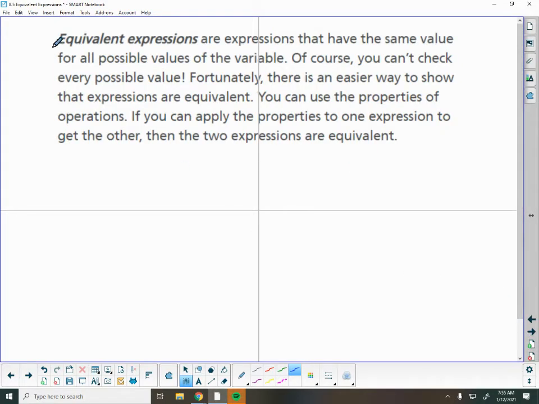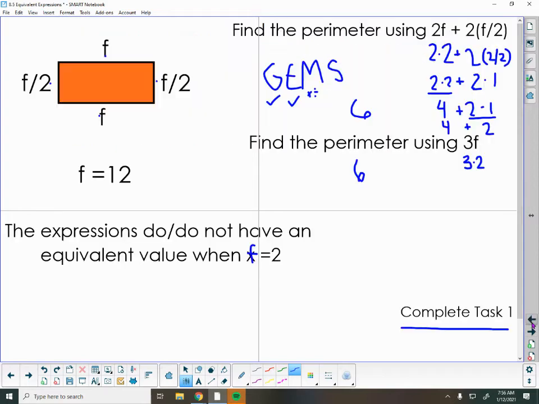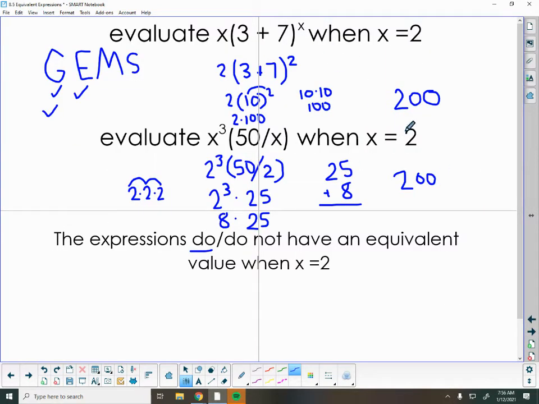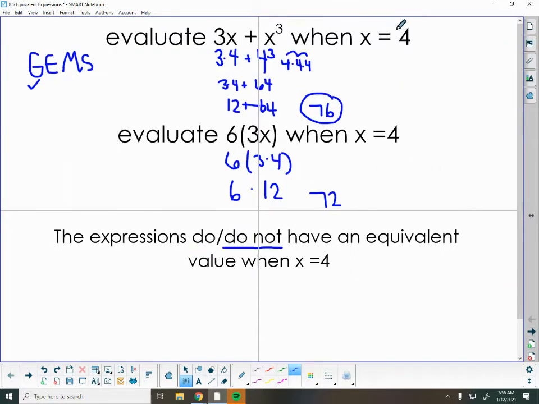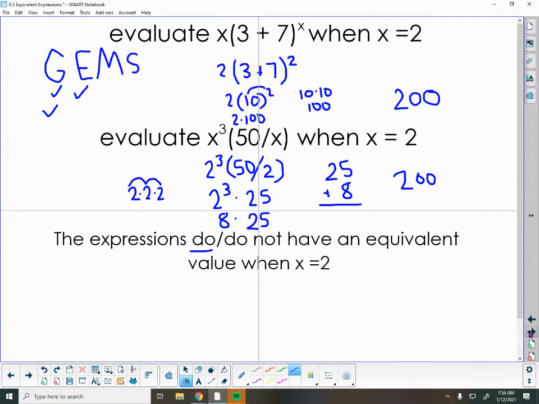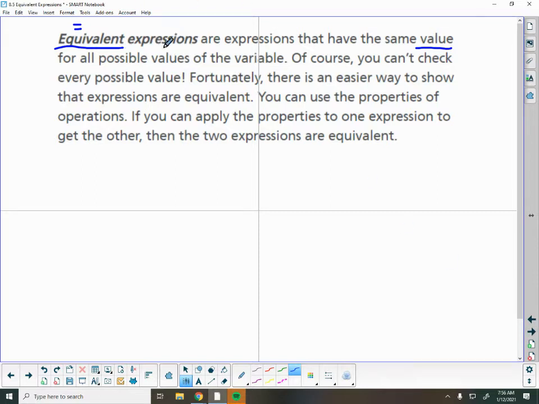Hey, so this word equivalent, we can hear that word equal in here. So equal expressions are expressions that have the same value. So no matter what, even if I put a different number in here for x, as long as I put the same number, they would still be equivalent. Where this one, it's not going to be the same number, so they are not equivalent. So it has to have the same value replaced into the variable.